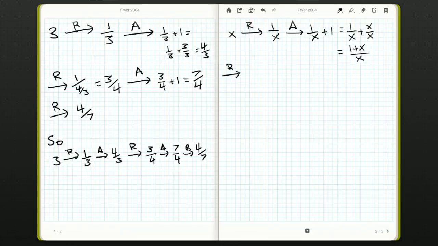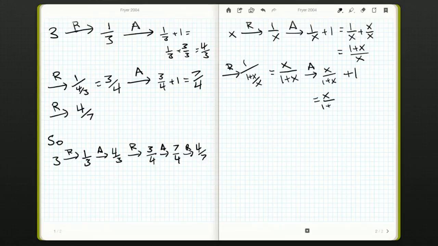I take the reciprocal. Well, that's 1 over 1 plus x over x. So that's going to be x over 1 plus x. All right. How about we add? So we'll do x over 1 plus x plus 1.